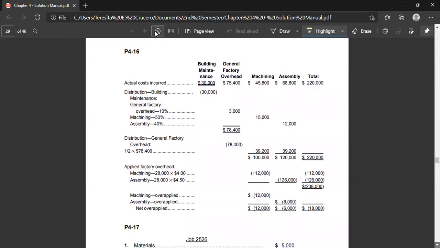So we now get the over applied for machining because the applied is greater than the actual. For assembly, the same, the applied is greater than the actual. Actual, 120,000, applied is 126,000. So over applied are for machining and assembly for 12,000 and 6,000 respectively.